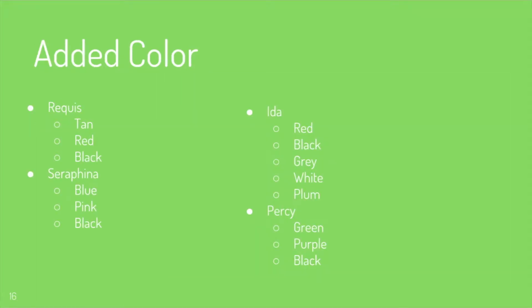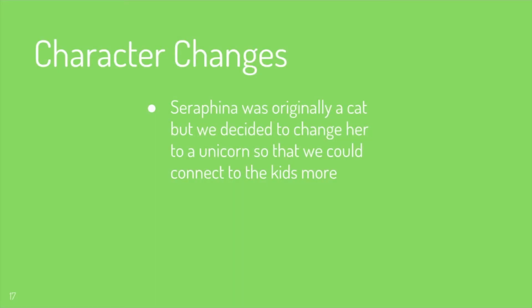We decided to change some things from the previous slide. So for Requise, we chose tan, red, black. For Serafina, we chose blue, pink, black. For Ida, we chose red, black, gray, white, and plum. And for Percy, we chose green, purple, and black. Serafina was originally a cat, but we decided to change her to a unicorn so that we could connect to the kids more.